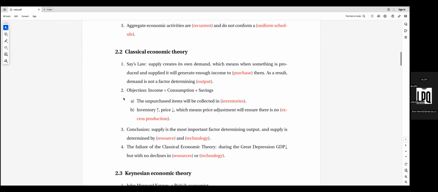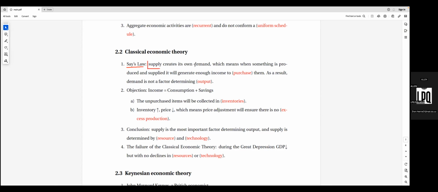So the first group of macroeconomists, we call them classical economists. Their ideology can simply be called classical theory. Those are early ideas from before the 1930s. And one central idea of the classical theory is called Say's law.